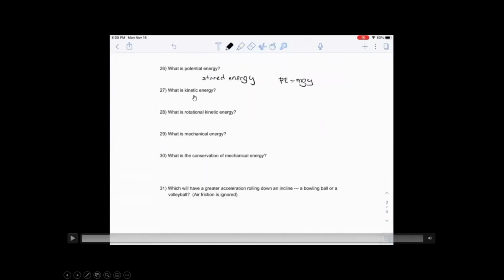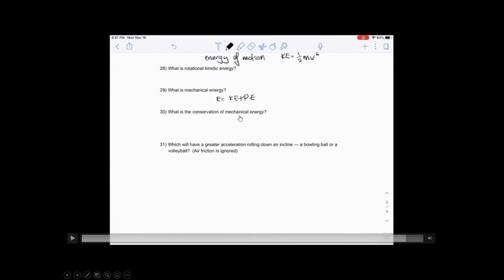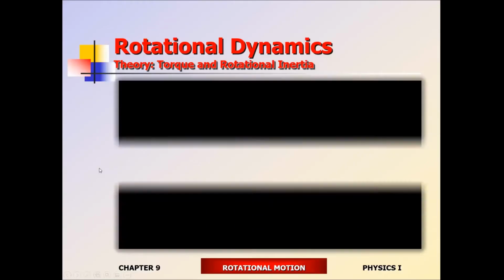Potential energy is the stored energy. It depends on height, or if it's a spring mass system, it depends on the compression or stretching, the amount of stretch that the spring undergoes. Kinetic energy is the energy of motion related to the square of the speed for a given mass. Mechanical energy is a combination of kinetic and potential energies. Conservation of mechanical energy is the constancy of mechanical energy. And that's it.